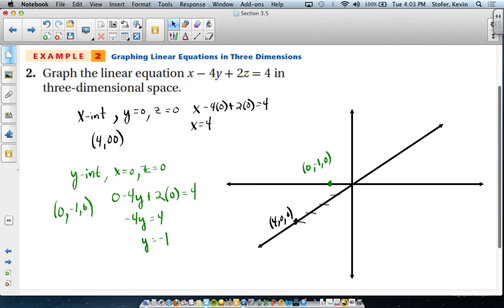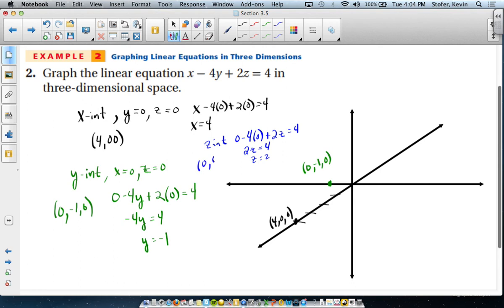So that's where my point is, right there at the coordinate 0, negative 1, 0. And now we have our last one. Let's go ahead and find our z-intercept. So to find that, x is going to be 0, y will be 0. So I'll have 0 minus 4 times 0 plus 2z equals 4. So 2z equals 4. Z would equal 2. So my coordinate here would be 0, 0, 2. Graphing that, don't go forward or backwards, don't go left or right, but I'm going to go up 2 units: 1, 2, to about there.